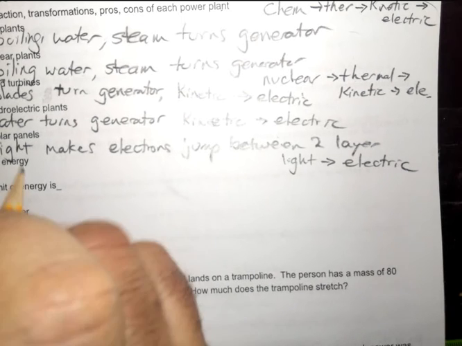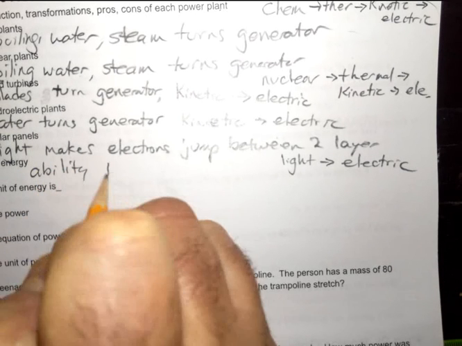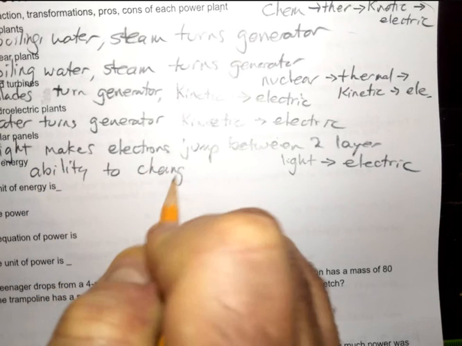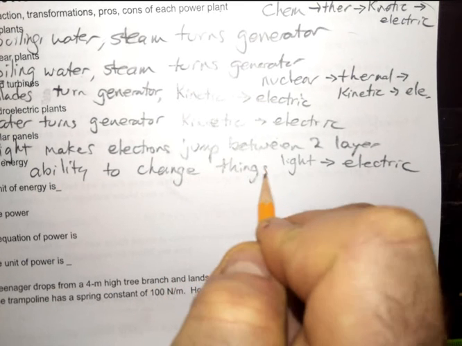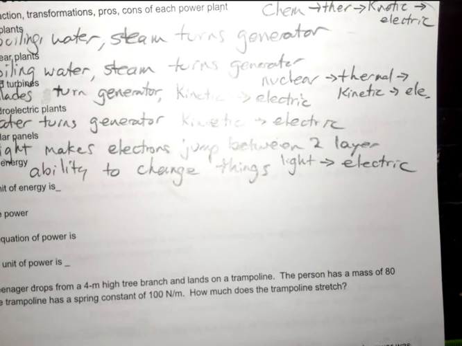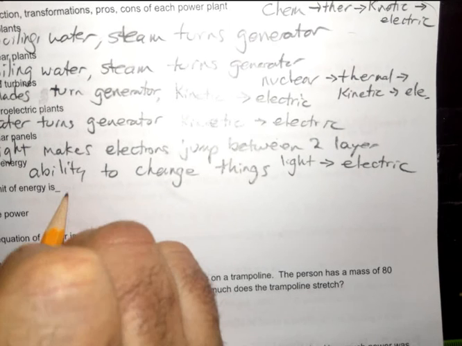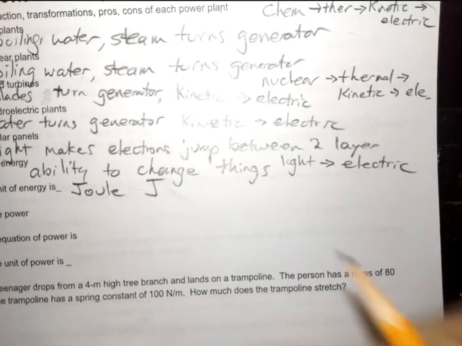Okay, define energy. The ability to change things. Now that's pretty ambiguous. To change what? To change it in what way? Well, change just about anything, and in lots of different ways. You can change it by raising the temperature, changing the color, changing the consistency, changing the phase it's in, solid, liquid, or gas, all different kinds of changes. The unit of energy is the joule, or just simply capital J.